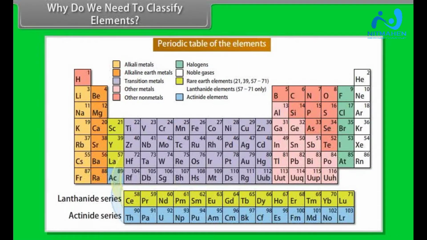Thus, periodic table may be defined as the table giving the arrangement of all the known elements according to their properties so that similar elements fall within the same vertical column and dissimilar elements are separated. Genesis of periodic classification.